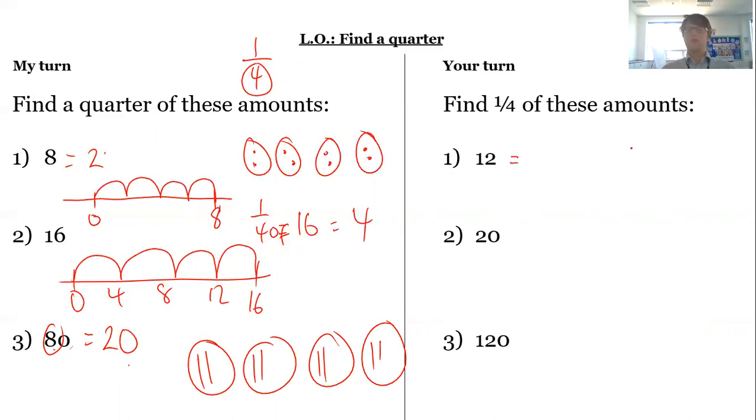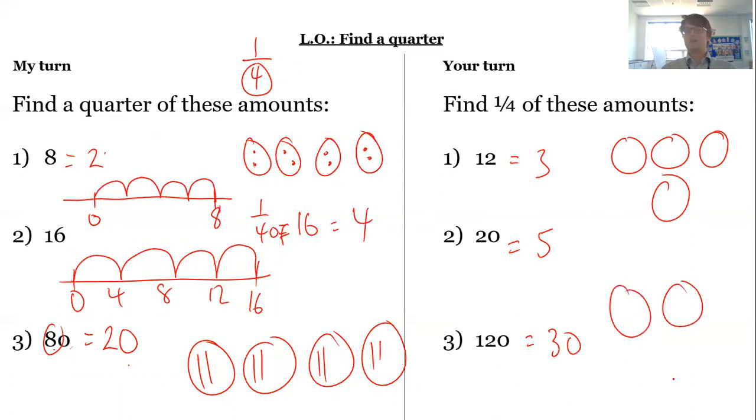Okay, so a quarter of 12, we draw 4 groups, we get 3. Quarter of 20 is 5. Quarter of 120 will be 30. Let's just see that. Again, notice the connection here. Quarter of 12 is 3. I've got 10 times bigger, so my answer is going to be 10 times bigger as well.